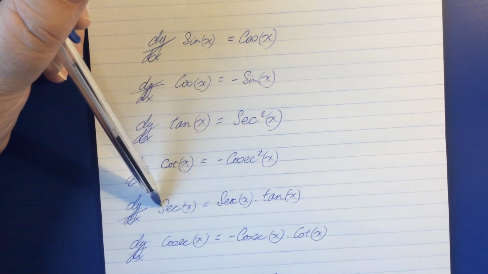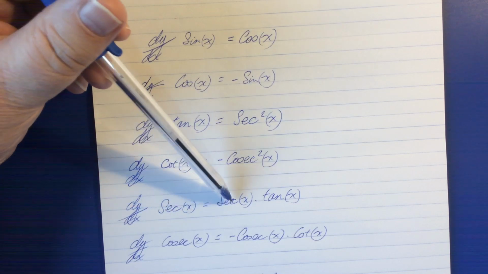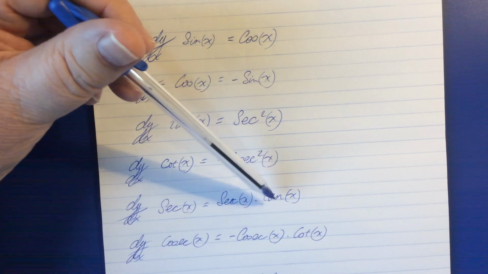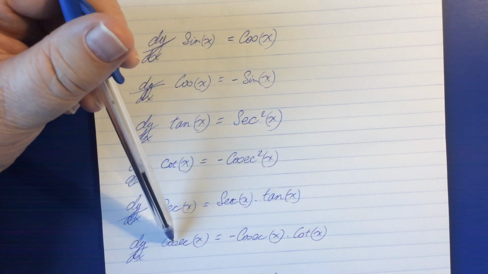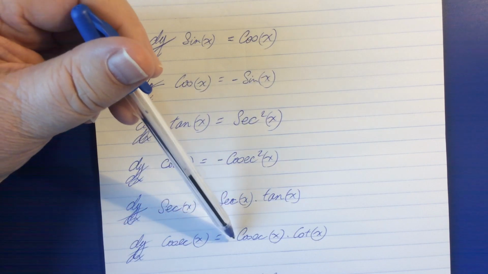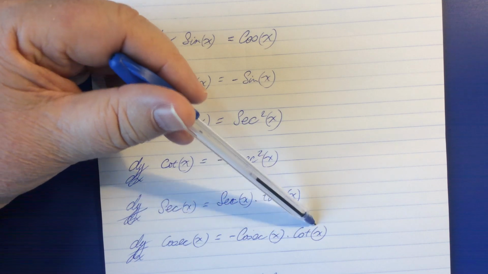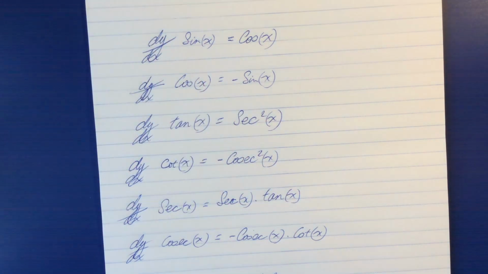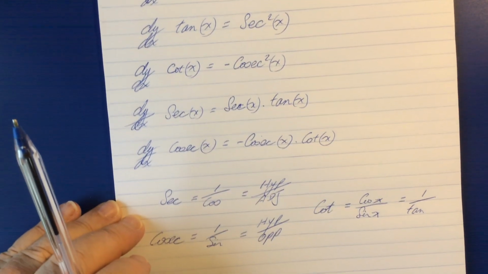If you decide that you want to find the derivative of secant, the answer is that it's sec x times tan x. And the derivative of a cosecant is negative cosec x times cotangent x. So let's have a further look before I finish this video at what these sort of rarer trig ratios actually are. And here we are.